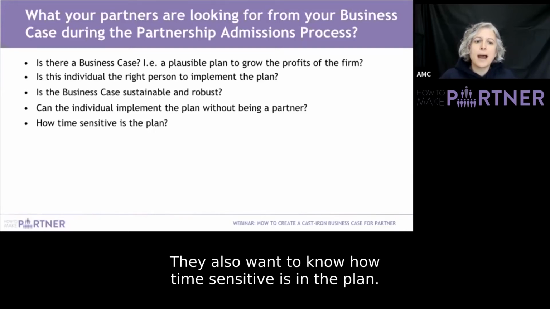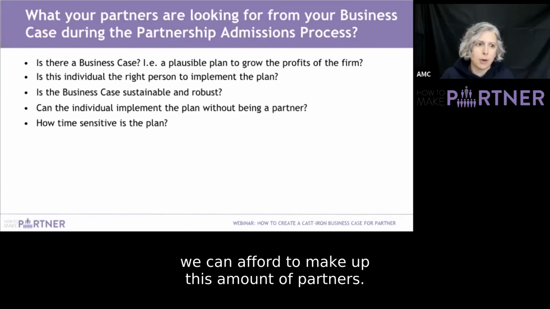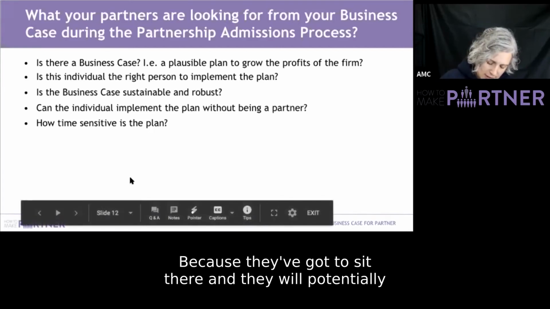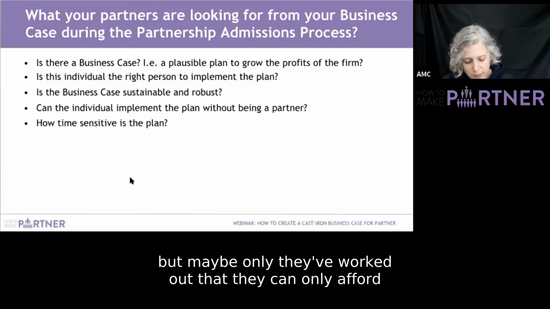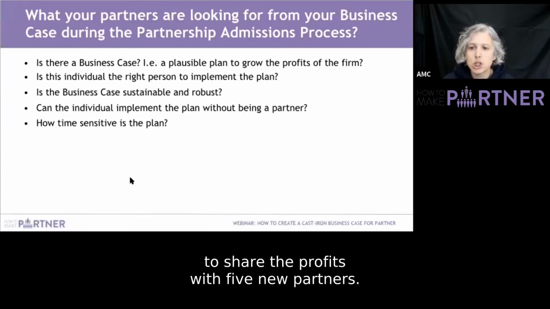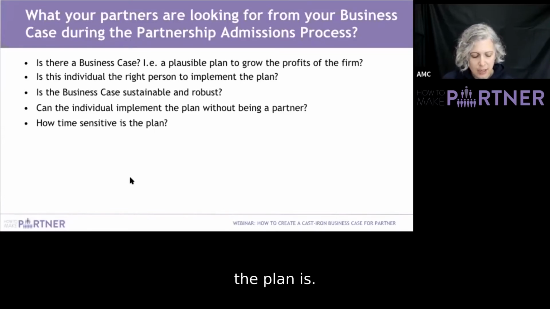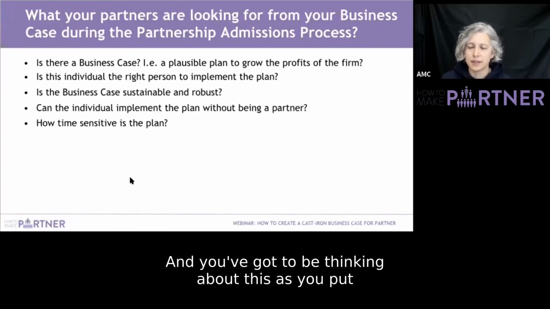They also want to know how time sensitive the plan is, because your partners sit there every year and go, we can afford to make up this amount of partners. And how time sensitive is the plan? Because they will potentially have 8 candidates up for partnership, but maybe they've worked out that they can only afford to share the profits with 5 new partners. And they're going to look at how time sensitive the plan is, how quickly can we realize this, and what this looks like. And you've got to be thinking about this as you put this together.